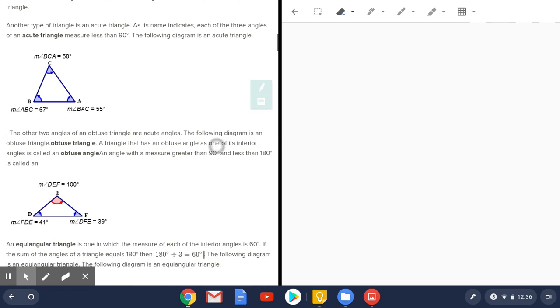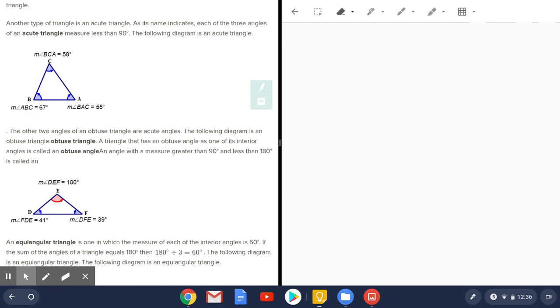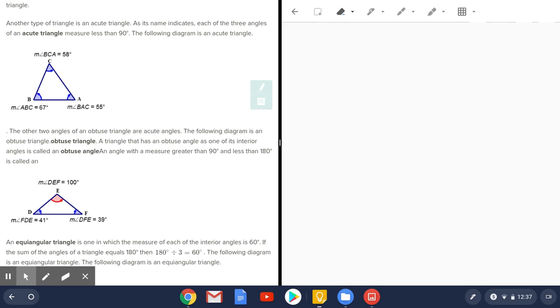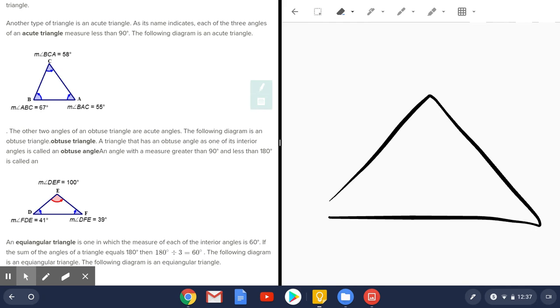Number 3, we have triangle DEF. So angle D is 41 degrees. Angle E is 100 degrees. Angle F is 39 degrees.